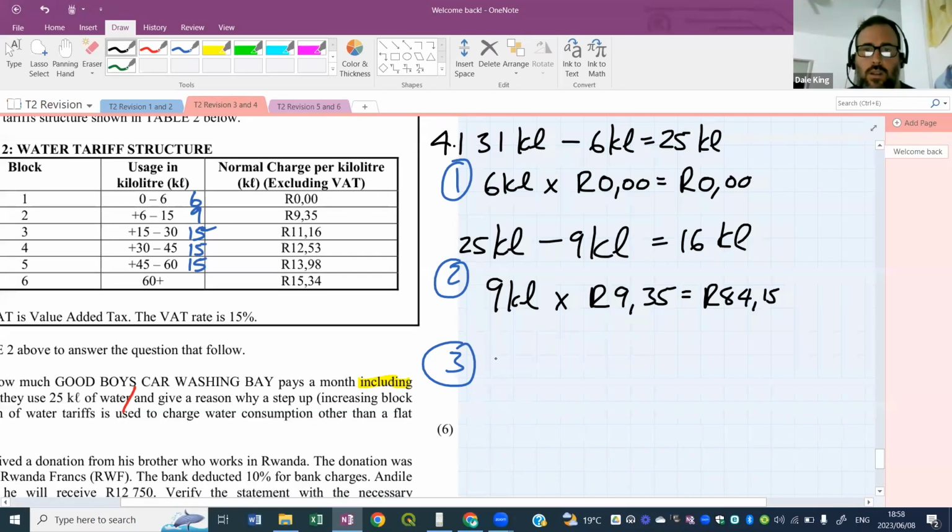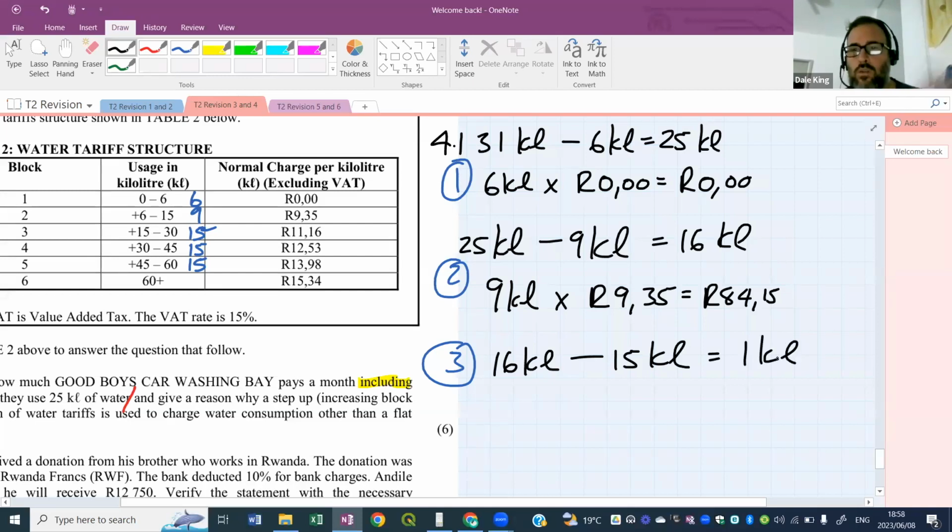So yeah, this is what I do. I say, take my 16 kiloliters, take out 15 kiloliters, which is the whole of block 3. I'm just left with 1 kiloliter, which will have to go into block 4. But for this 15, which is all the water in block 3, I must charge it at block 3 rates, which is 11 Rand and 16 cents.